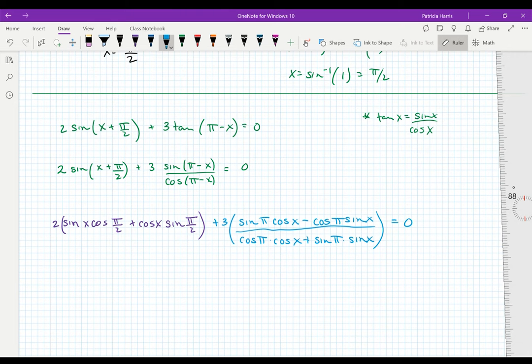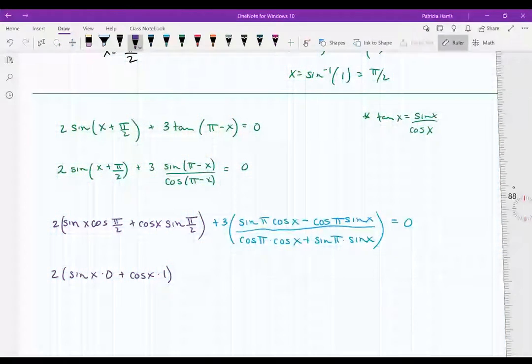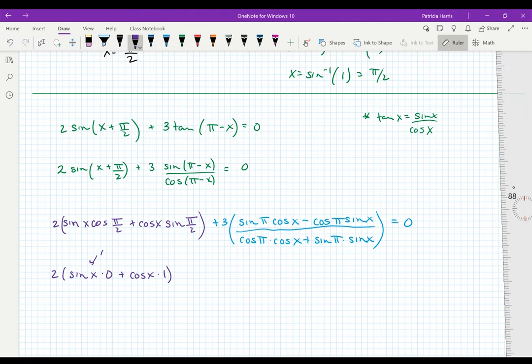Okay, here we go. All right, so we have to ask ourselves what's cosine of pi over 2? What's sine of pi over 2? Okay, so cosine of pi over 2 is actually 0. And then cosine x times sine of pi over 2, that is 1. Okay, so this right here is going to go to 0. That's nice. Okay, let's look at the next bit.